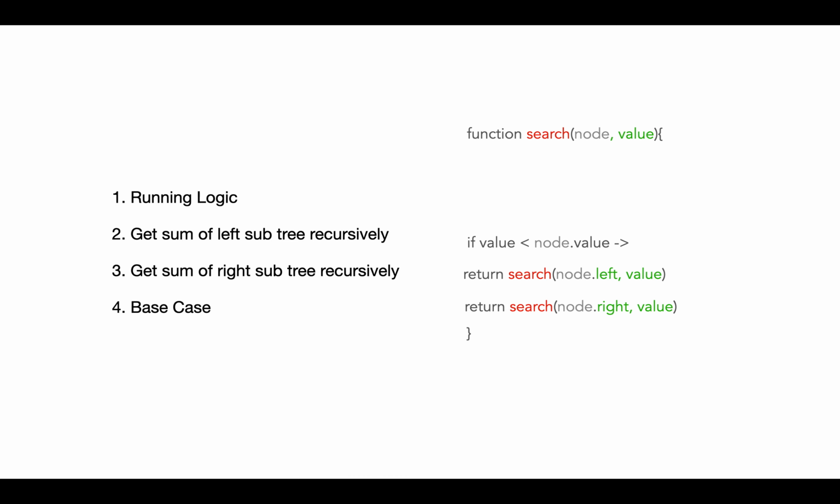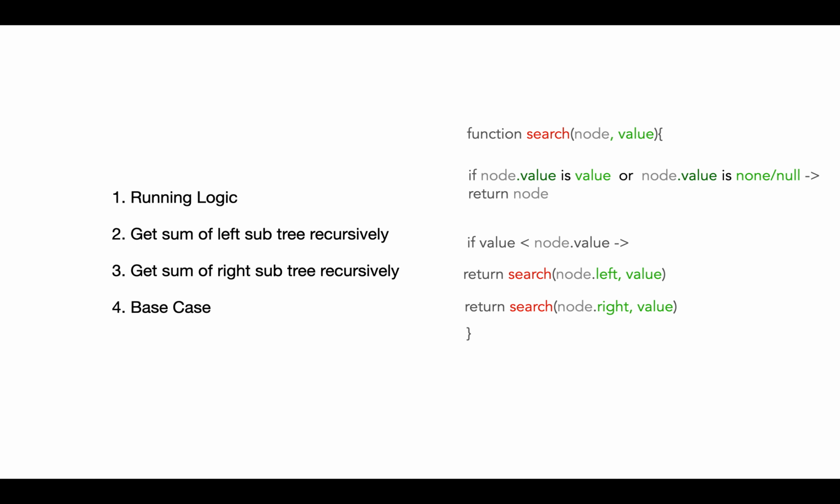Now the base case is when we reach the value that we're searching for. If we reach that value, we will return that node. But there can be one more case. If the tree does not have the value we're searching for, in that case, we will return null or none. So if we don't find any value and we reach the none or null node, then we will return the none node from there. So this was the search operation.